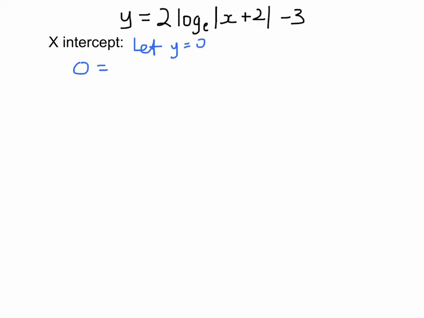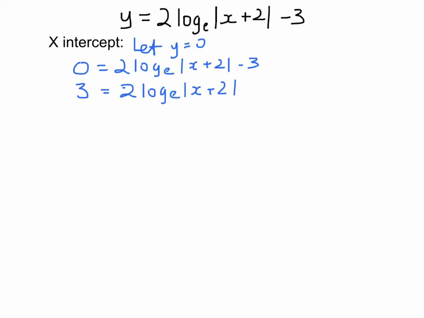So 0 equals 2 log to the base e of x plus 2 take away 3. Our first step is to get rid of the take away 3 by adding 3 to both sides. So that gives you 3 equals 2 log to the base e of the absolute value of x plus 2. We can then divide by 2, so you get 3 over 2 equals log to the base e of the absolute value of x plus 2.